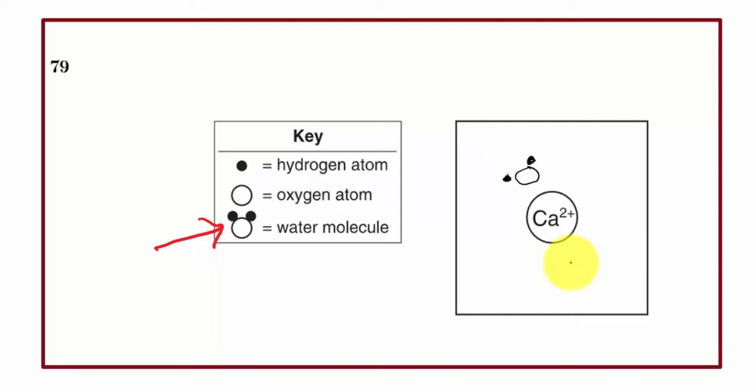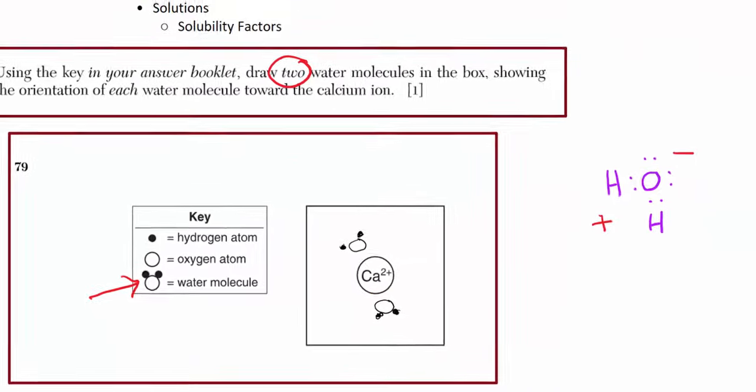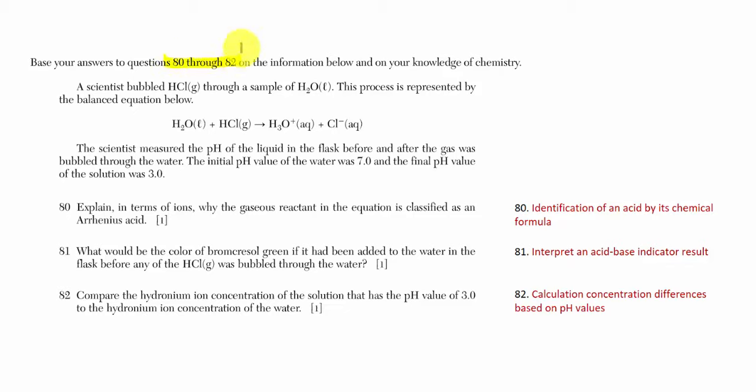So there might be one water molecule, and here's another one. The only thing you have to make sure of in this picture is that the oxygen sides are facing the calcium, and that it's very clear that the hydrogen side is away from the calcium. So this would be a good answer. Nice drawing.